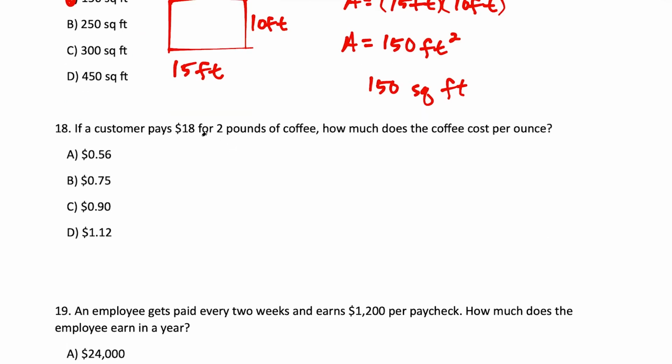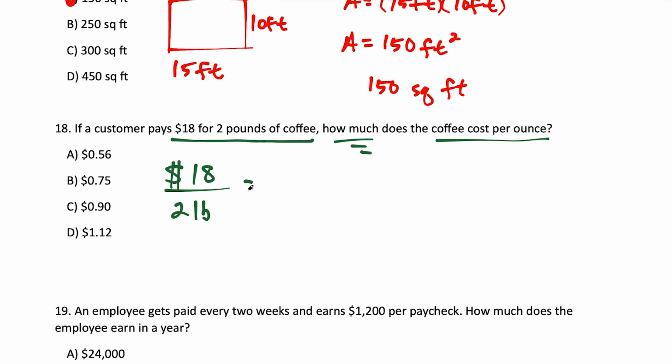Question 18, if a customer pays $18 for 2 pounds of coffee, how much does the coffee cost per ounce? So for this question, we're starting out with this right here. We have the coffee is $18 for 2 pounds of coffee. So what we could do here is we could divide. 18 divided by 2 is 9. And this tells us that the coffee costs $9 for 1 pound of coffee.